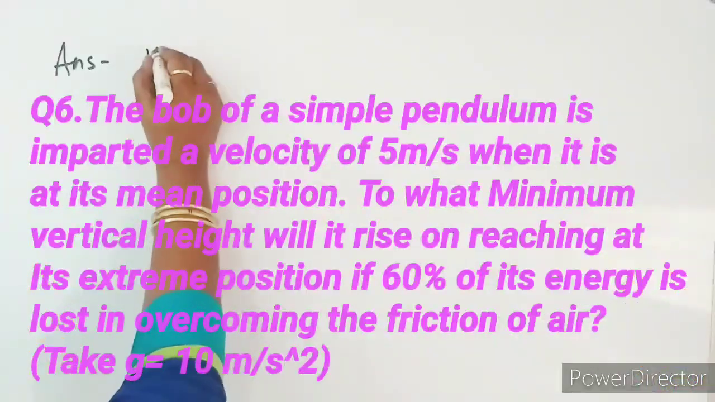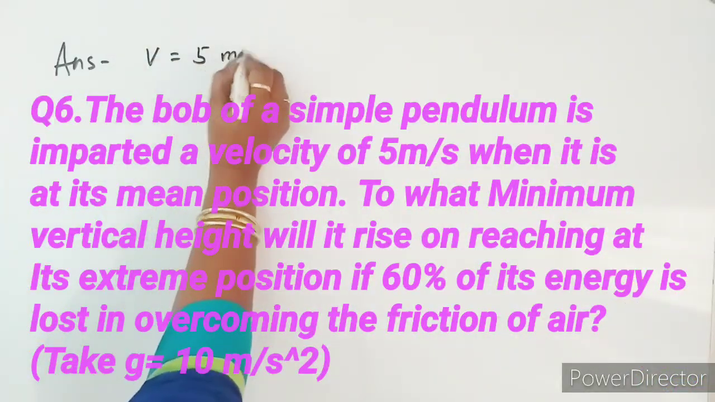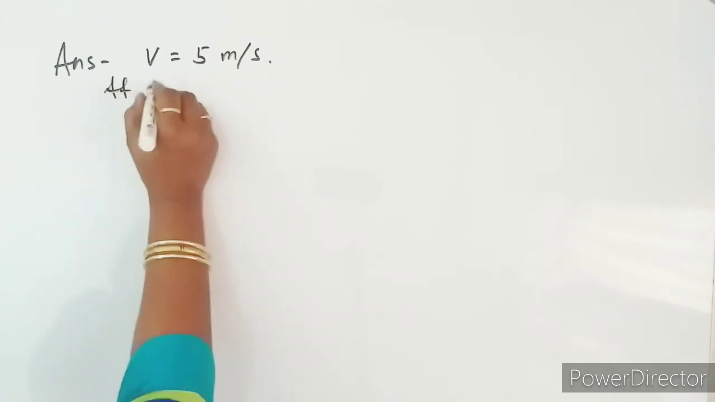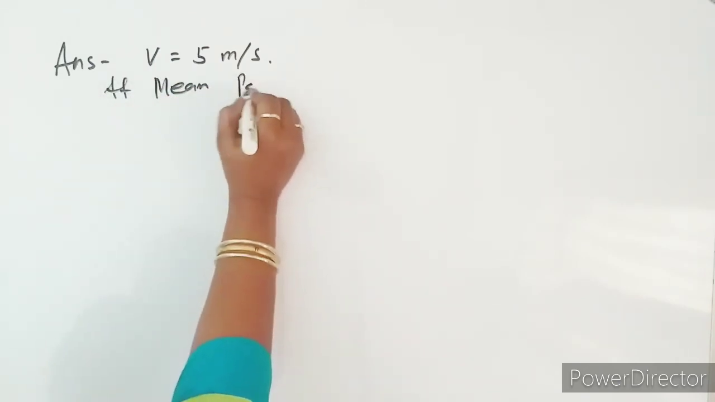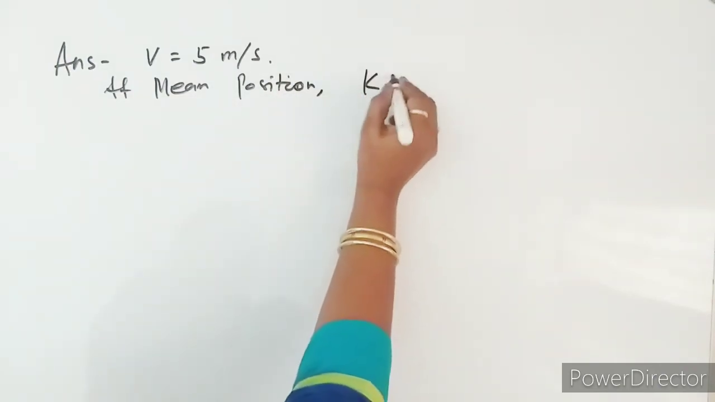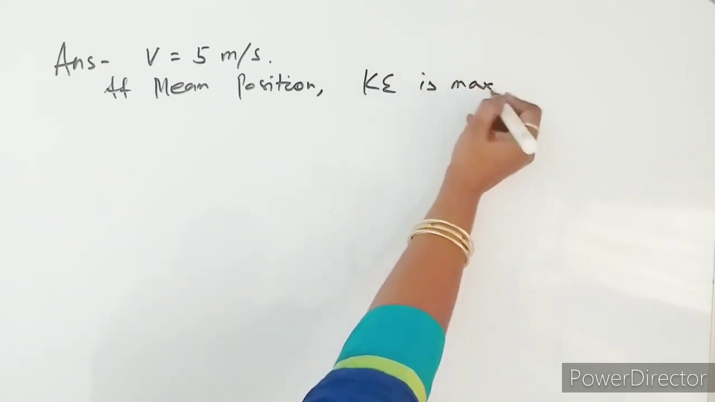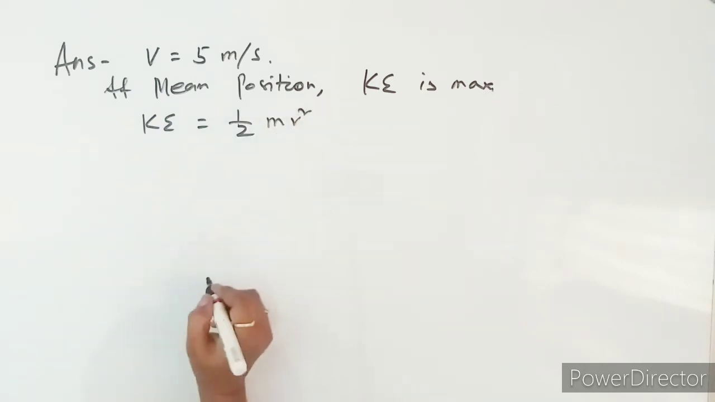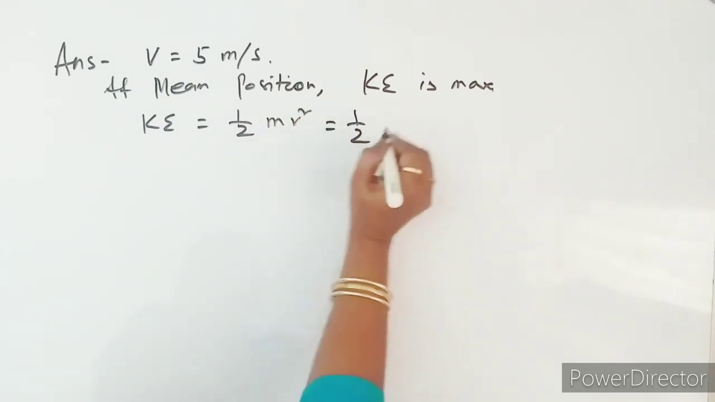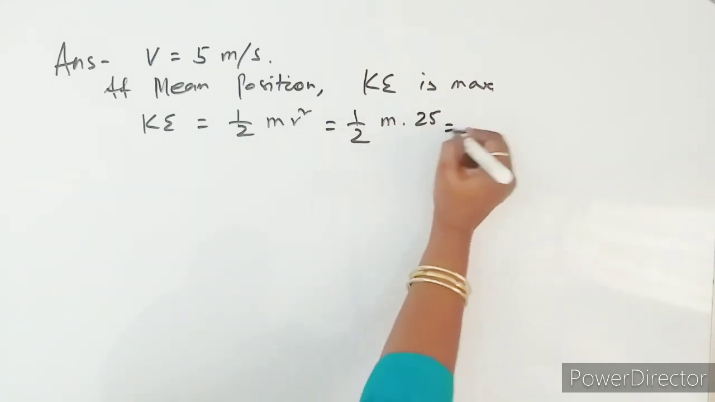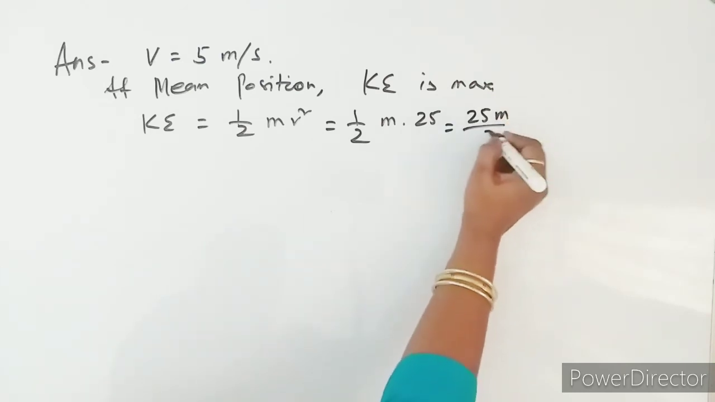Here velocity equal to 5 meter per second. So when it is at the mean position, which energy is maximum? At mean position, kinetic energy is maximum. Now let us write kinetic energy equal to half mv square. Here mass we don't know, let it be m, v square equal to 25. So we are getting 25 m by 2, don't cancel it.